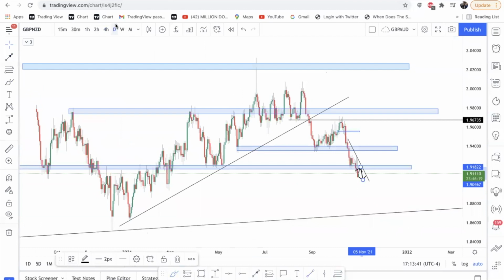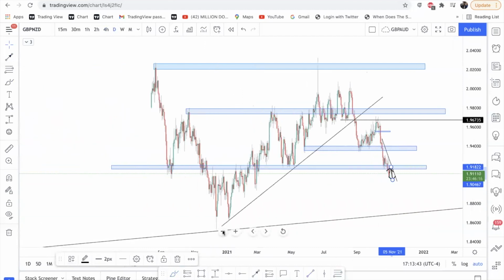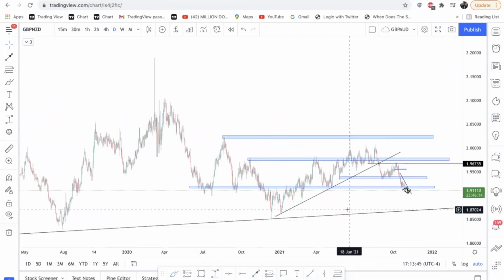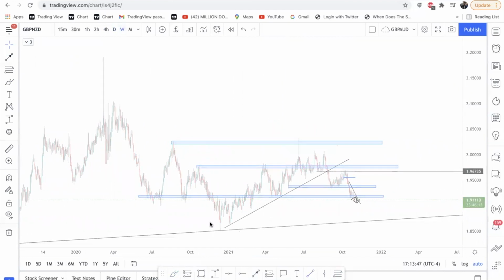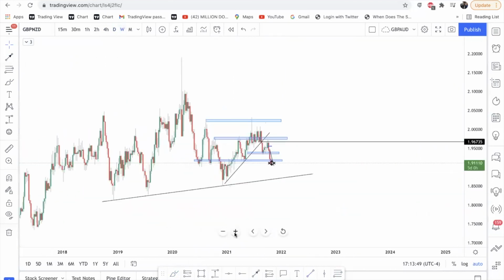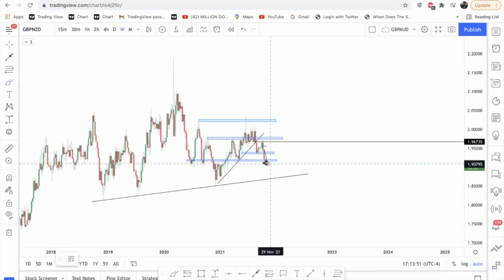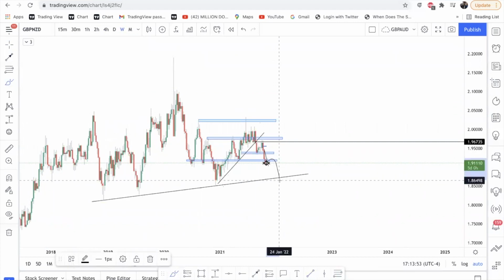Now, if we look at this on the daily, it still can come lower. Still can come a lot lower, even on the weekly. I've got this weekly trend line here, so this could possibly roll way over down to these levels, around 1.87. That's a possible swing target.